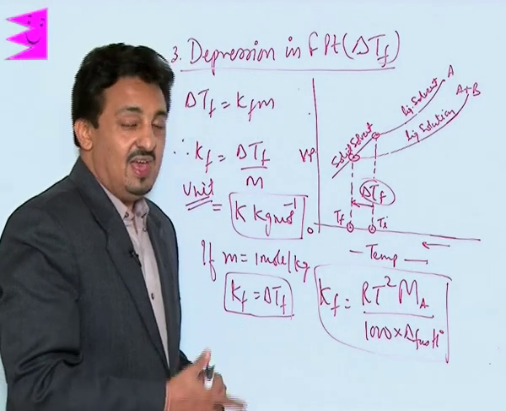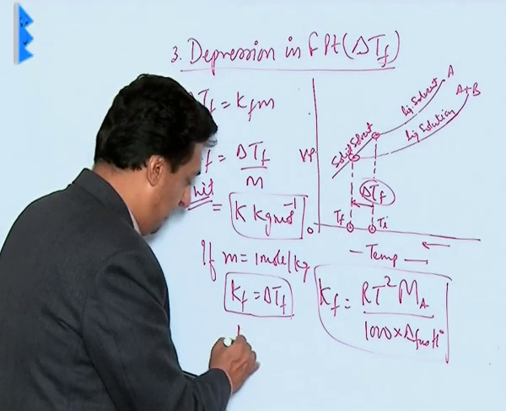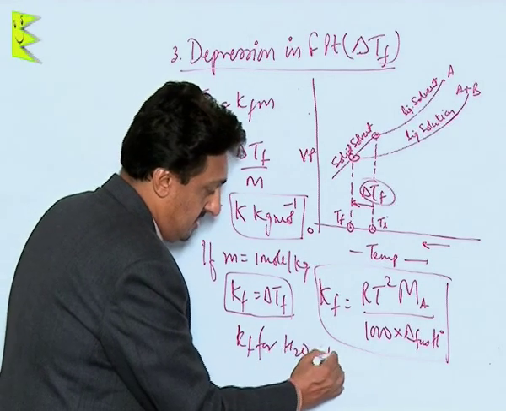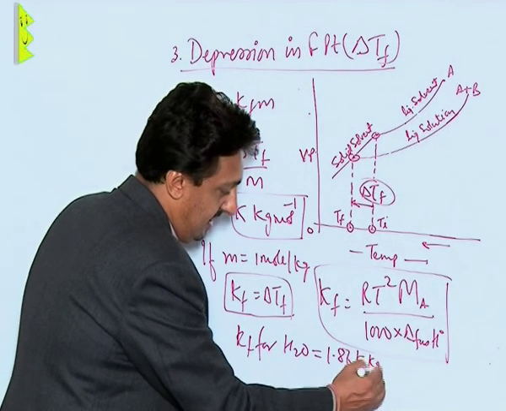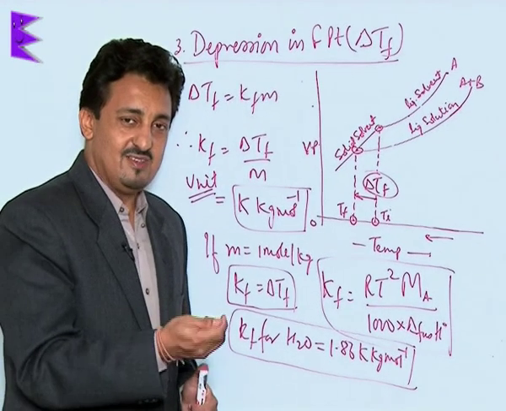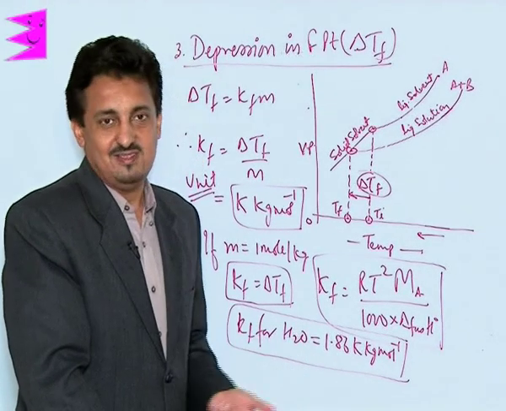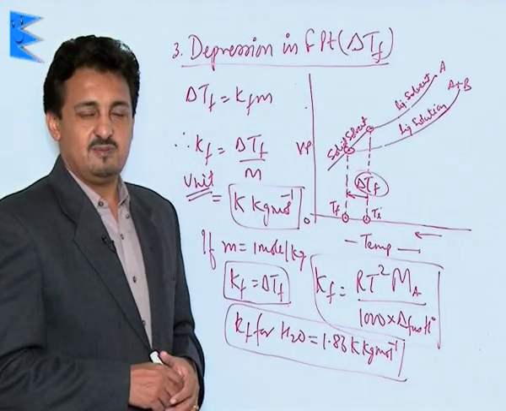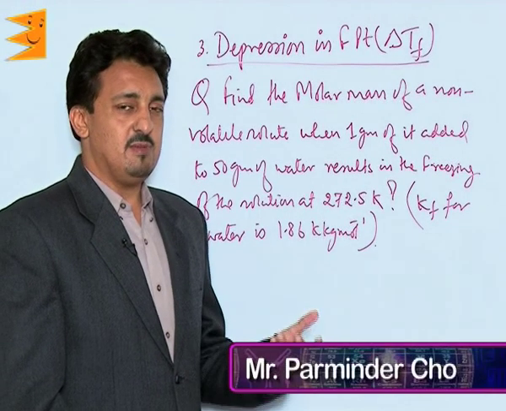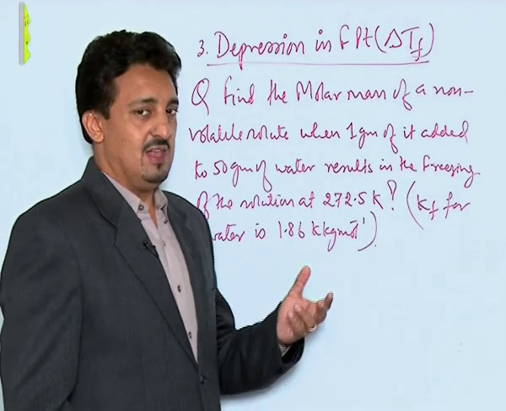We can find out the Kf, and like the Kb, every solvent has its own Kf value. Like Kf for water is 1.86 Kelvin kg per mole. It means whenever 1 mole of any solute is added to 1 kg of water, a depression in the freezing point equal to 1.86 takes place. So this is what depression in the freezing point is. As we know, depression in the freezing point is a colligative property. It can be used to find out the molar masses of the solutes present in the solutions. So let us see a numerical on how it is done.